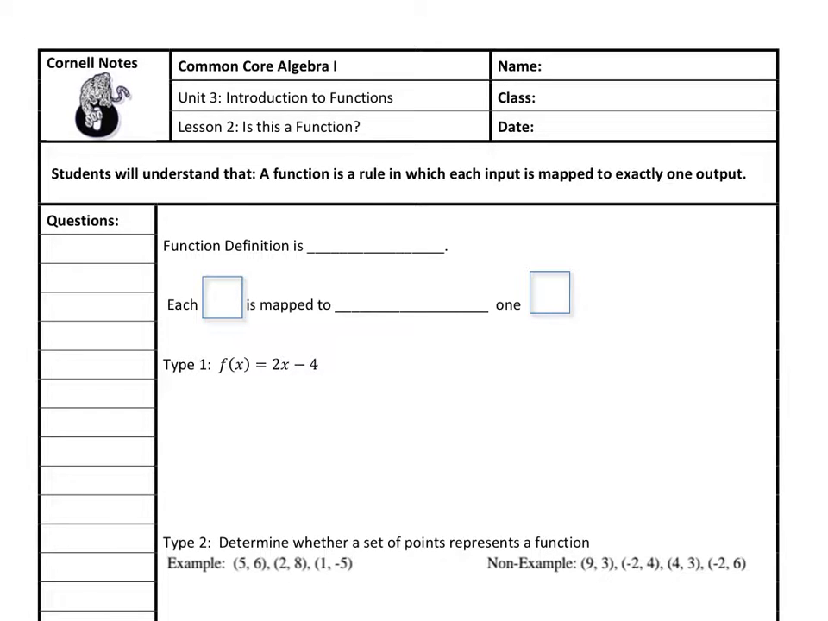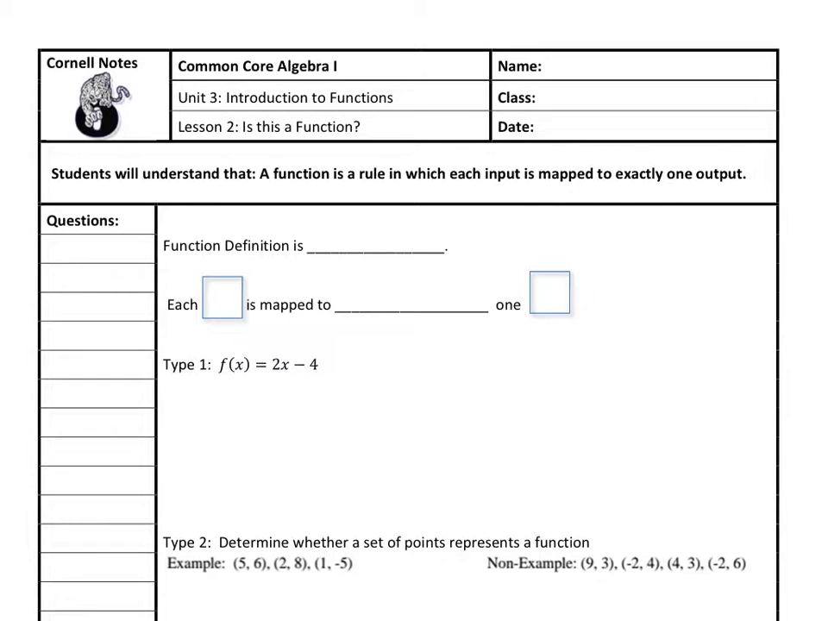All right, yesterday we started playing around with some functions, and we said that a function is a rule that takes an input and matches it to an output. Well, today we're going to be a little bit more specific because a function actually does something even more specific. It takes an input and maps it to exactly one output.